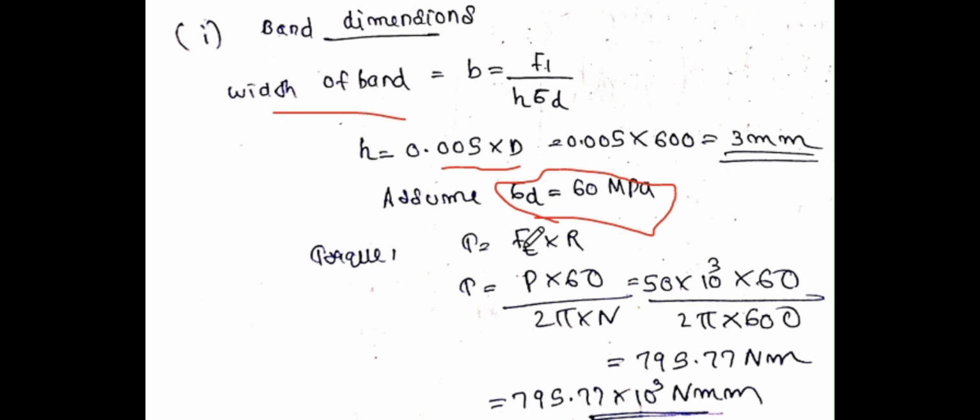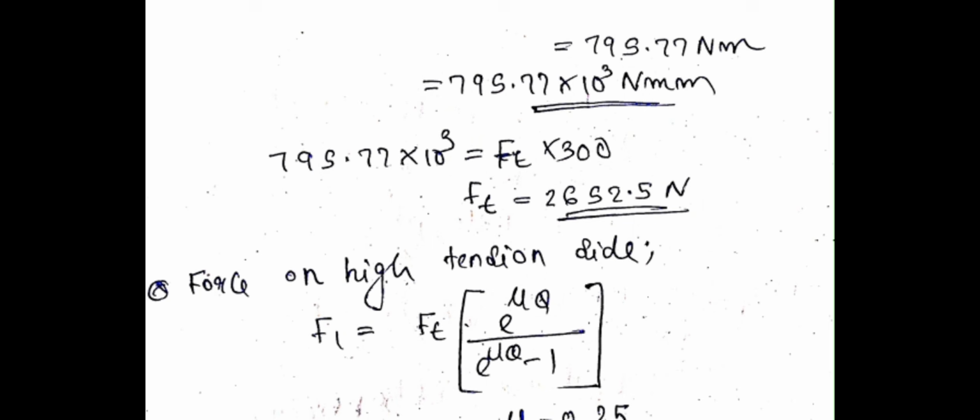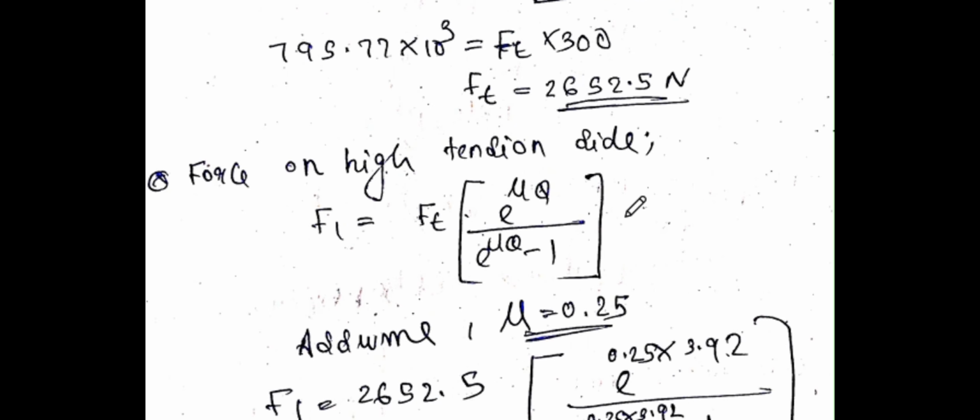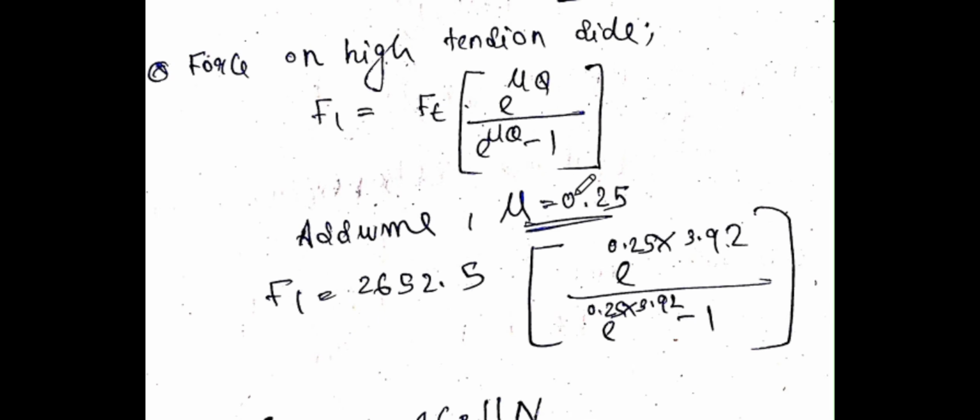Now we need to find the value of Ft. We know the value of R, because the drum diameter is 600 mm, so obviously R is 300 mm. So Ft will be 2652 Newton. Why do we find Ft? We need to find the forces on the tight side and the slack side. F1 is always the high tension one, and F2 the low tension part.